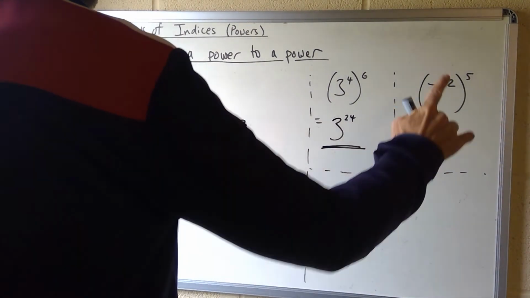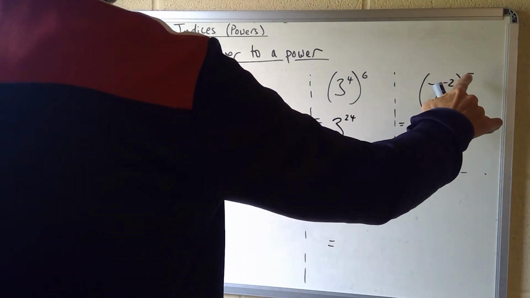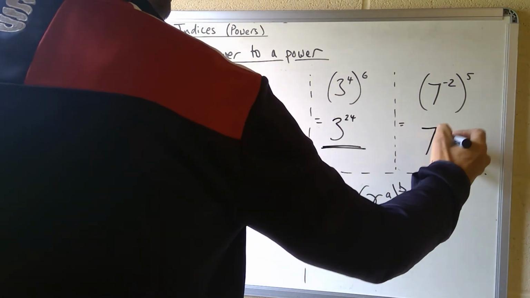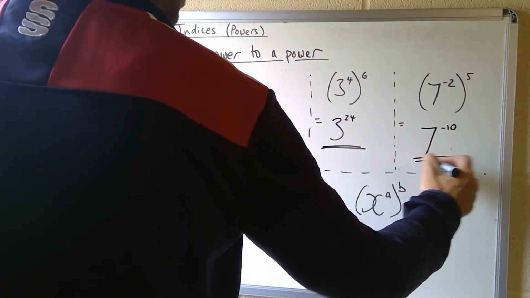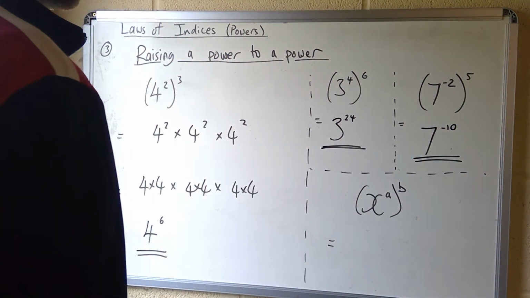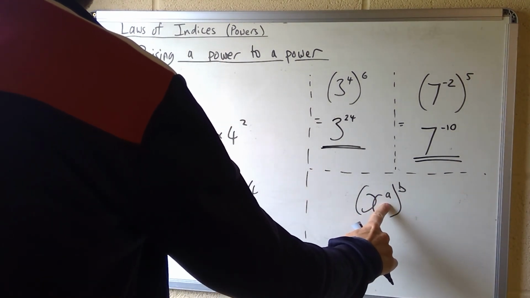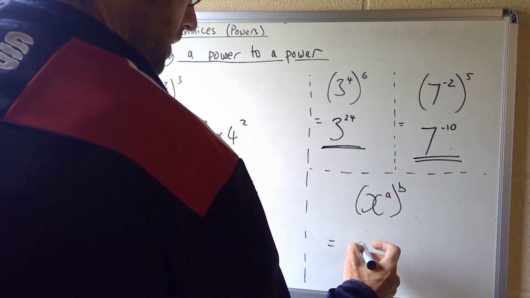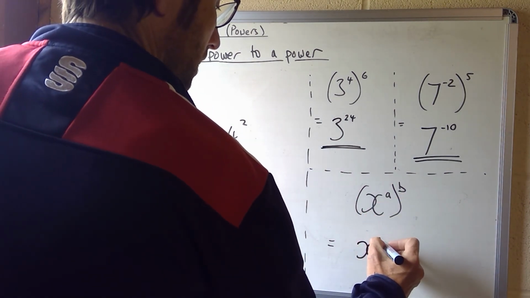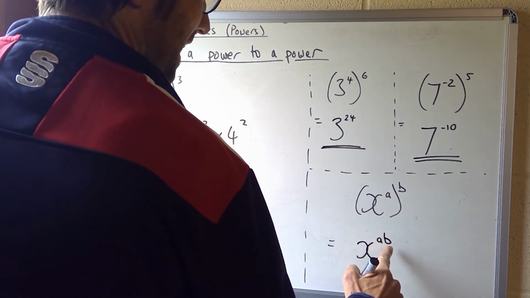Works with negative numbers. 7 to the power negative 2 to the power of 5 will be 7 to the power of negative 10. So to put this rule into an algebraic format, a general format, x to the power a raised to the power b will be equivalent to x to the power of ab.